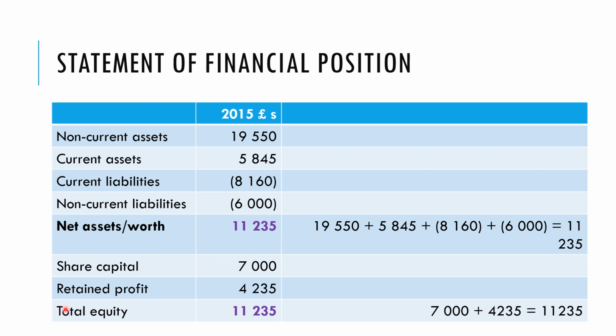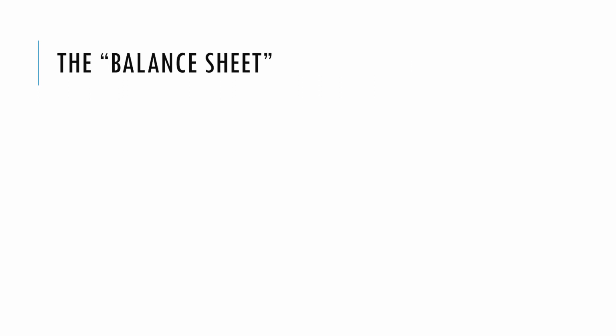So the shareholders, the owners, they are worth, in terms of the business, £11,235 as well. And you can see that's come from £7,000 they've invested in shares and £4,235 that has been reinvested in the business, re-spent on assets from previous profits. So you'll notice here that the net assets and the total equity are the same. They balance, and that is why this is commonly called a balance sheet. So let's look at that now.